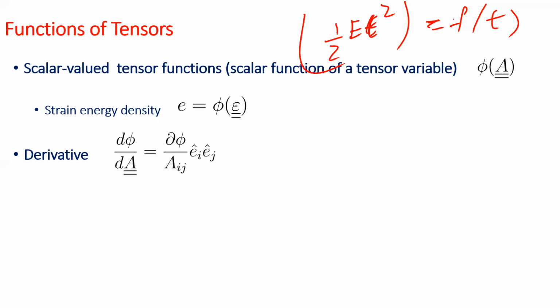Derivative with respect to a tensor. One can never write ∂ by ∂ vector v. This is not really valid, unless you formally define such an operation, which has never been defined. However, for tensors, there is a derivative which has been defined, and this is how it is being evaluated. You have a function phi, and its derivative with respect to a tensor is evaluated this way. This is the definition. All right.